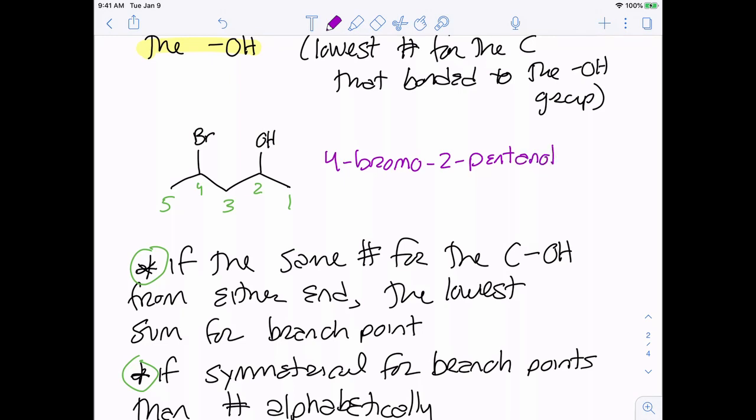So 4-bromo, 2-pentanol. If I was to use the newer method, 4-bromo, pent, oops. I'm still learning the new method, honestly. I've done it for about 18 years using the older way. Old dogs, new tricks, pentan-2-ol. Sorry, guys. The new method, if you say it out loud, it doesn't kind of roll off the tongue as well as the old method.